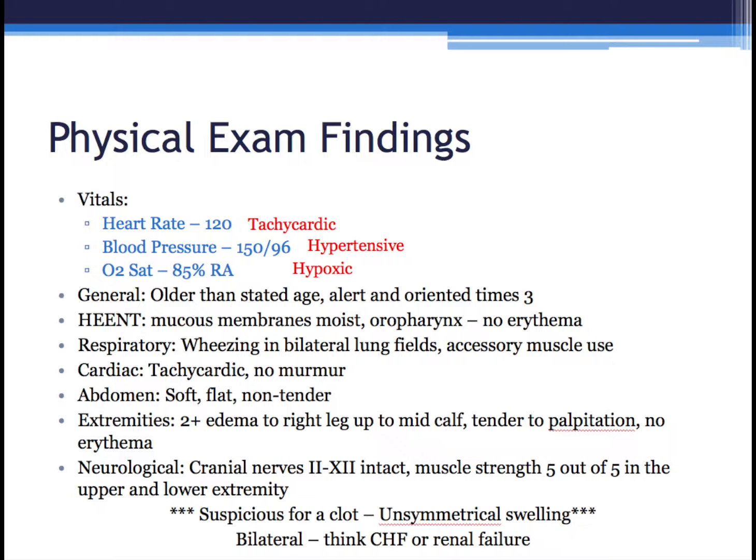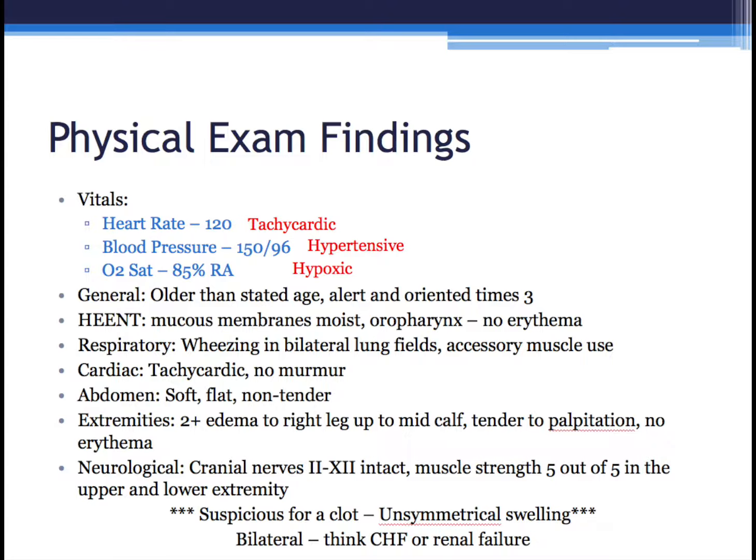Physical exam findings. Vitals are very important in this patient, as in all patients, because it shows us that the heart rate is 120, which is tachycardic. Anything between 60 and 100 is normal. Blood pressure is 150 over 96. We would consider that hypertensive.